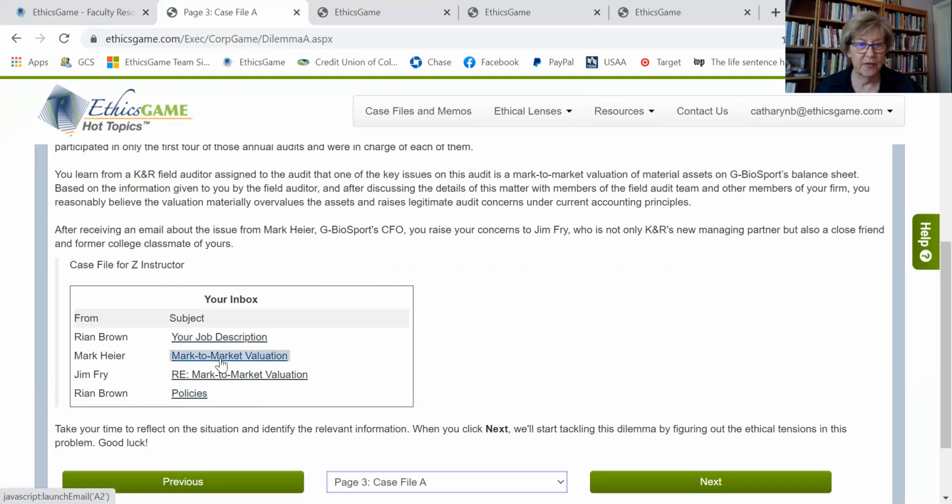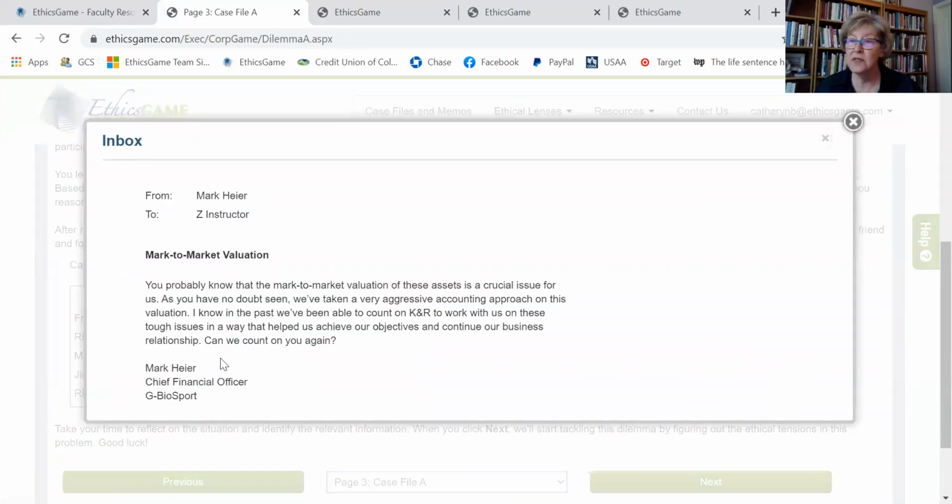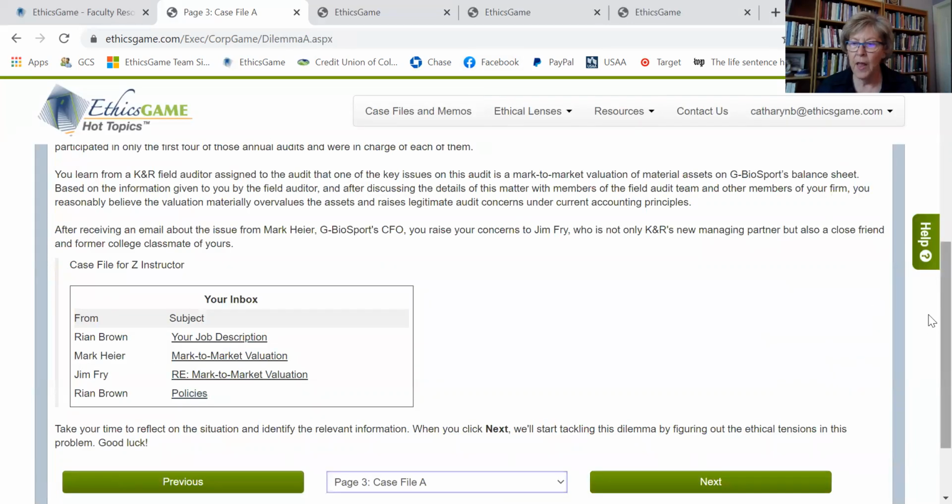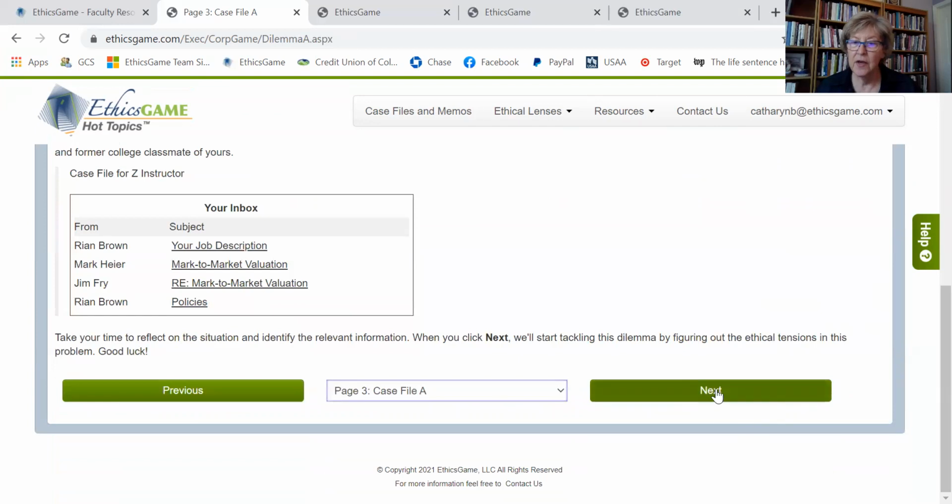And then you have emails. The emails come from human beings. They have an ethical perspective. They have ethical blind spots. And you have to piece together all of the information in order to get a good sense of what is going on. Armed now with the context, we move to our first decision piece.